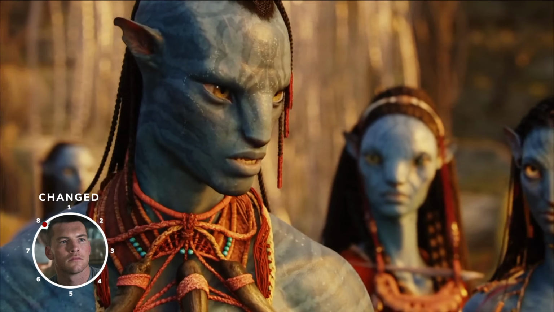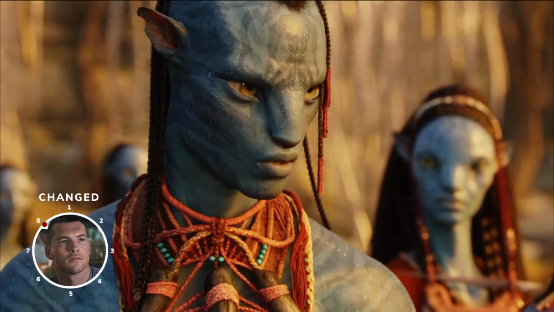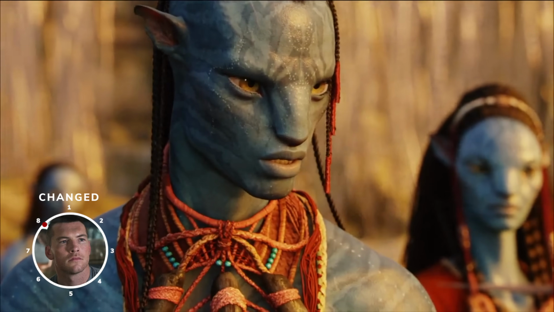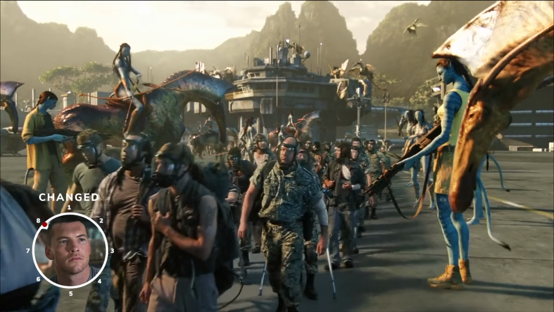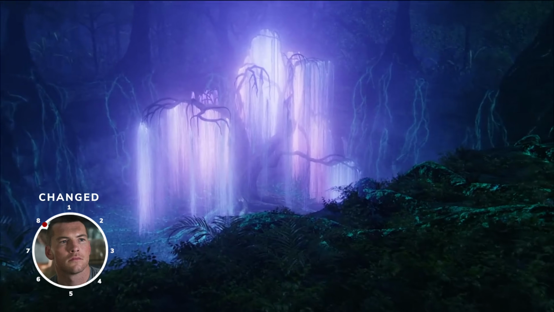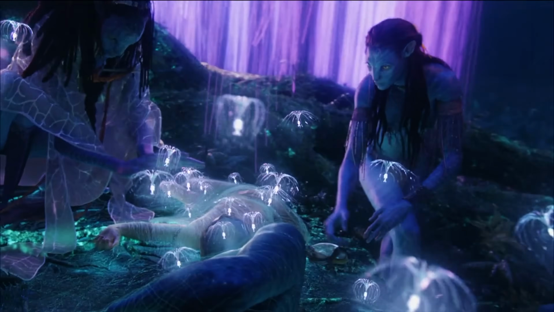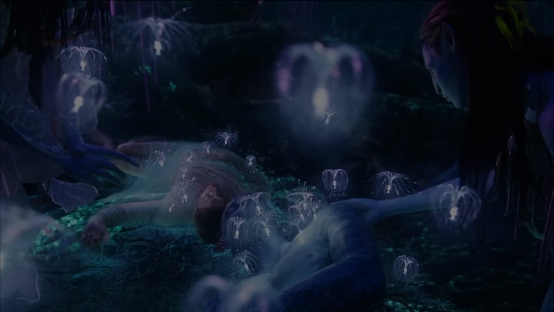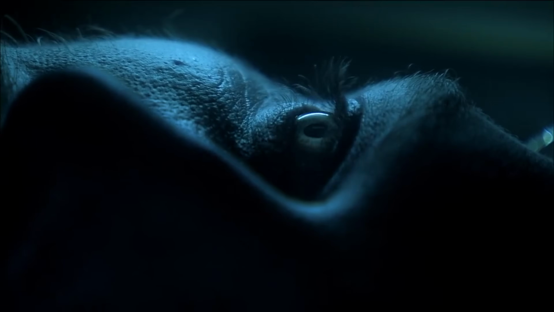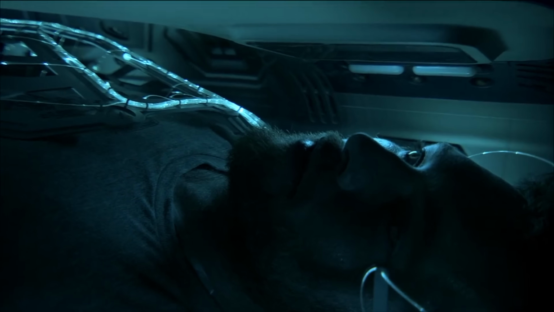And finally, Tsute says that Jake truly was one of them. The humans leave Pandora, and the Na'vi hold a ceremony in honor of Jake, led by Neytiri and Tsute. The end.